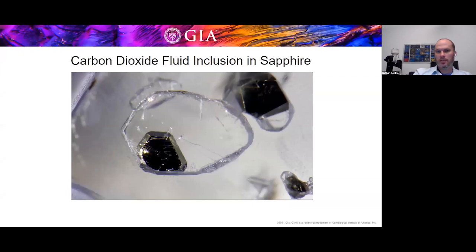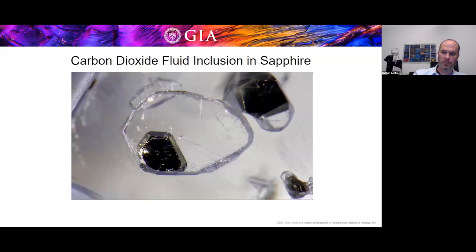This is another interesting example of a fluid inclusion in a sapphire. Sapphires from metamorphic environments form in these silica-poor environments, and so you don't get all those silicate minerals that you might have seen in the previous example.